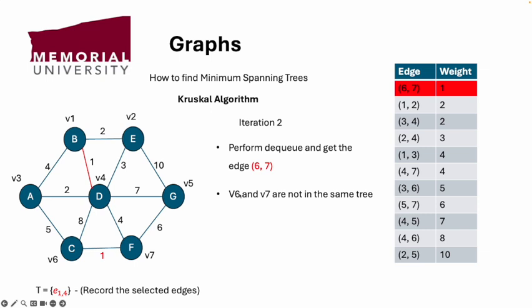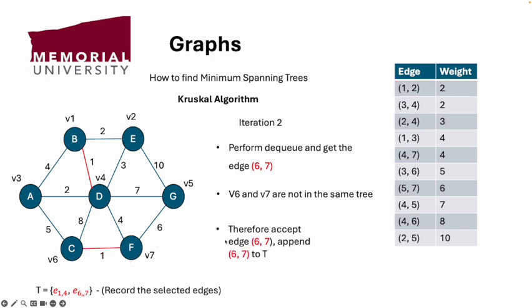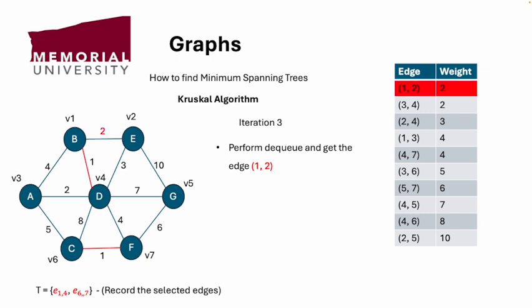Vertex 6 and 7 are not in the same tree, right? There's no path that can link 6 and 7. So we accept this edge and add the edge 6, 7 into the set. Now we keep going.